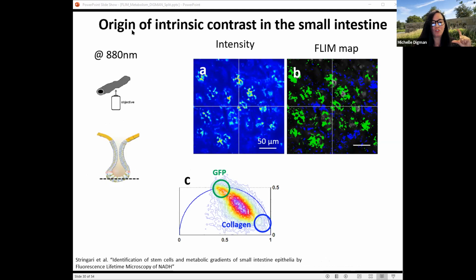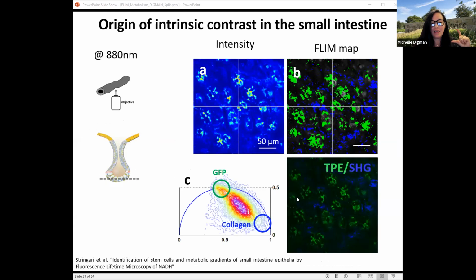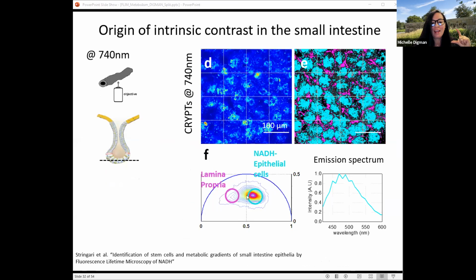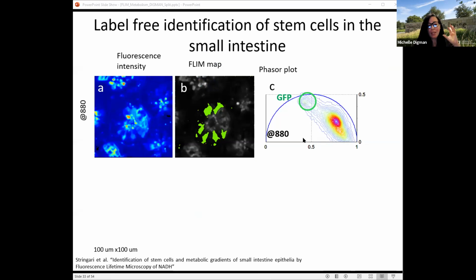We used a transgenic animal to excite GFP. This is at 880 excitation. You could see the collagen structure in the tissue. And first, if you look just at the blob here of the Phasor plot at 740, you see a distribution of free and bound NADH, and then you get this distribution of autofluorescence. So first, we had to identify where the stem cells were.